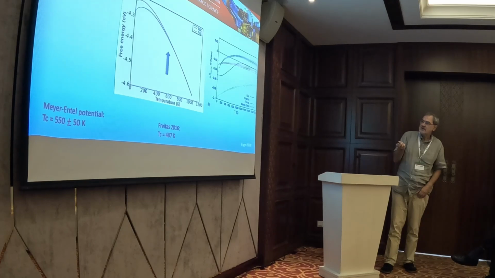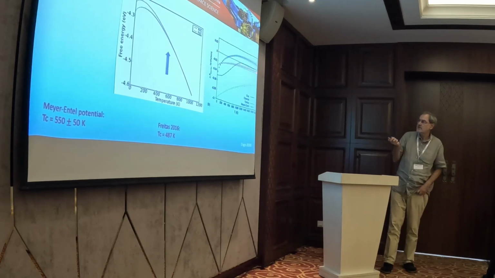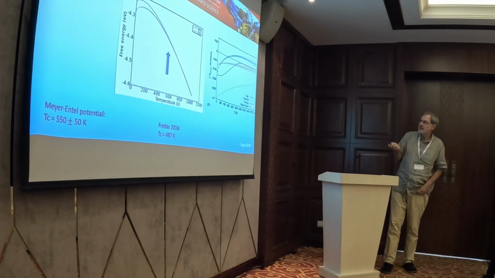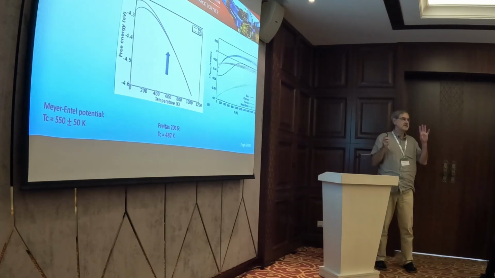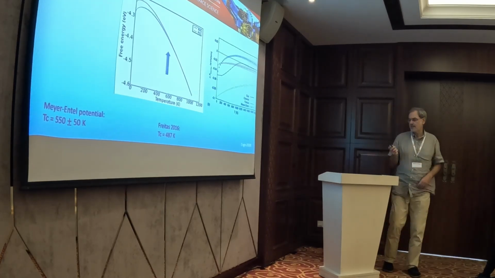Since you cannot see the transition here very well, here the difference between the free energy of the BCC and FCC phase is shown as a function of temperature. Here's the 0, and you see the experiment is the black data here, and the Meyer-Entel potential is the blue data. And there are many, many others, 20 other potentials that do not feature this transformation at all.